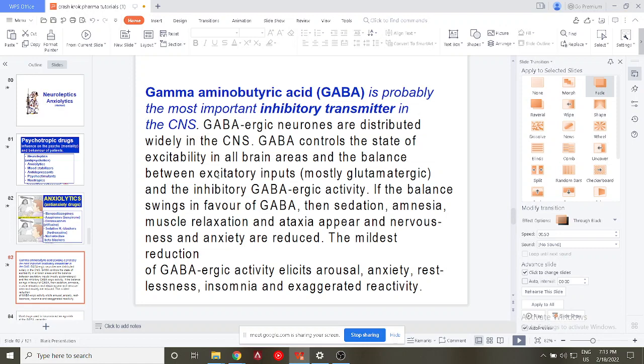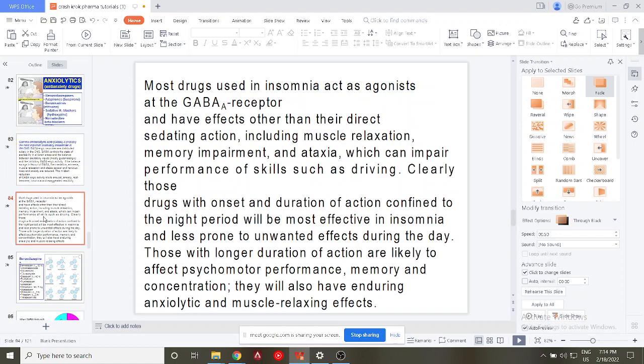So, take note of this. There has to be balance of GABA in your system. Too little GABA is going to cause excitation, while too much GABA is going to cause sedation and amnesia. You're going to feel very, very sleepy. This is why the benzodiazepine deals with GABA. When you are too hyper, too anxious, it's going to increase GABA a little so that you can calm down.